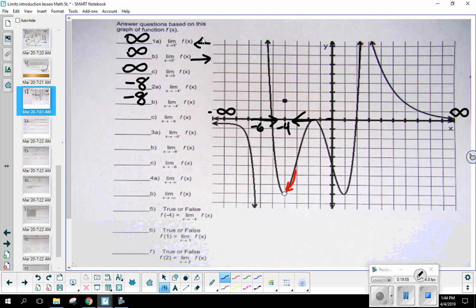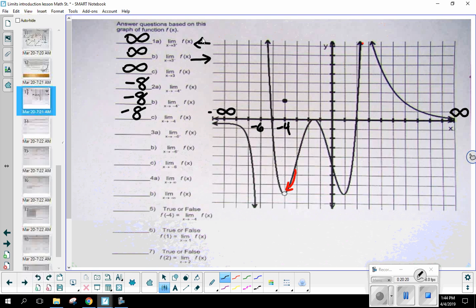So now you'll notice from both the right and the left of -4, the function is approaching -8. So what is the limit as x approaches -4? It is -8. See, the left and the right approach the same value, so therefore the limit does exist. How many people got that? Okay, good. Let me go ahead and erase these right here.